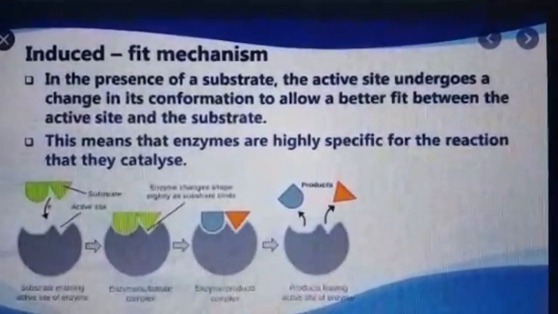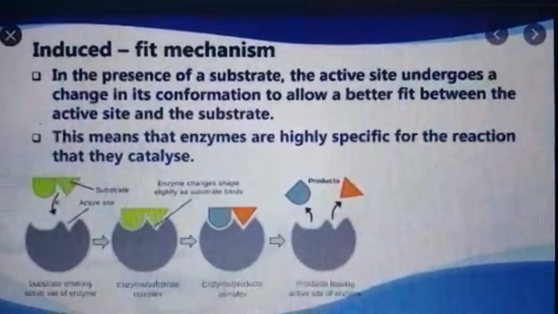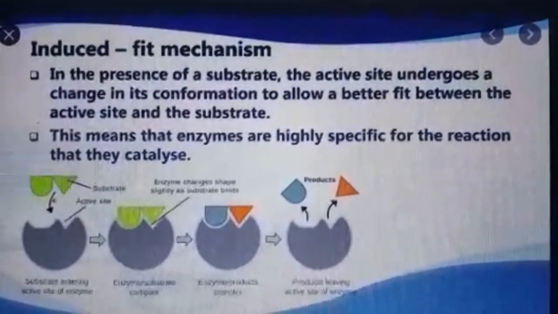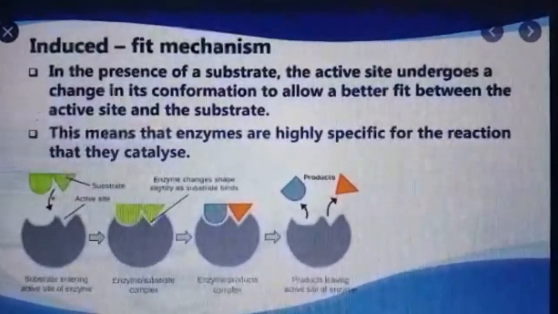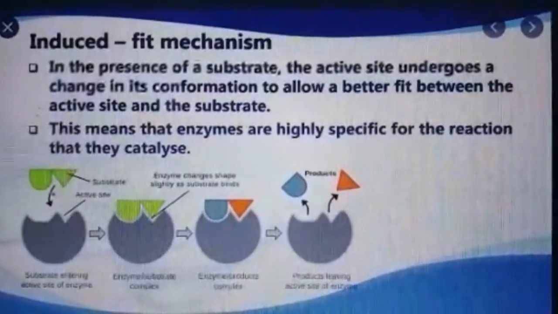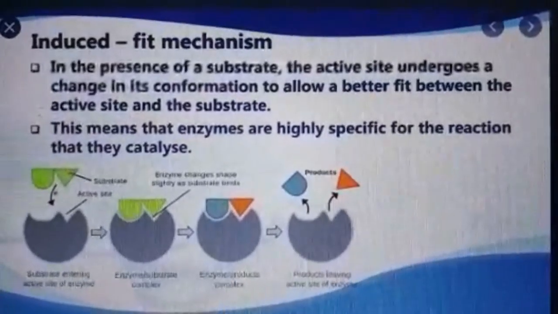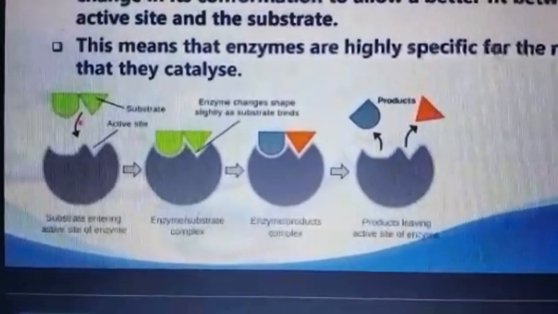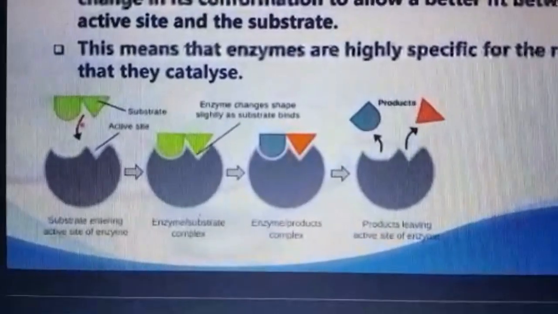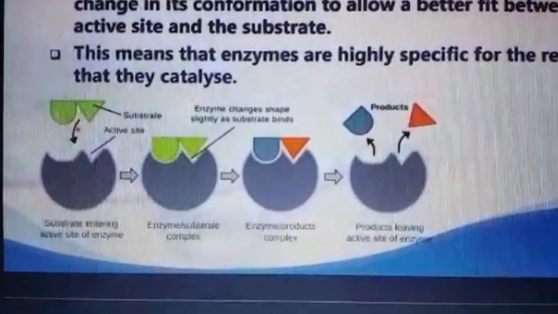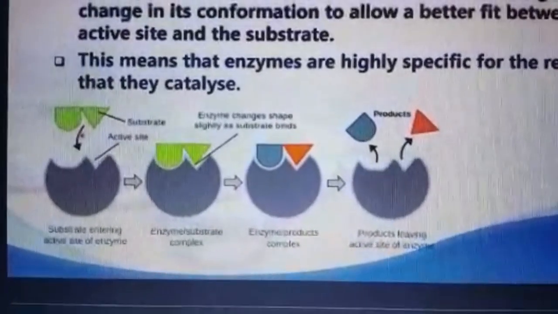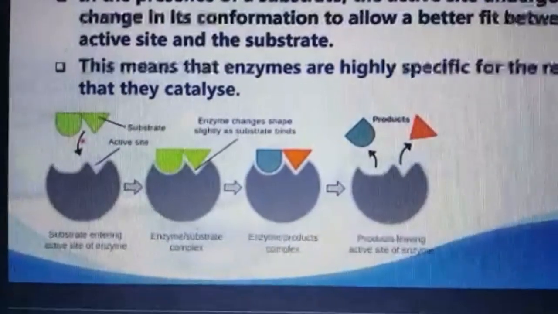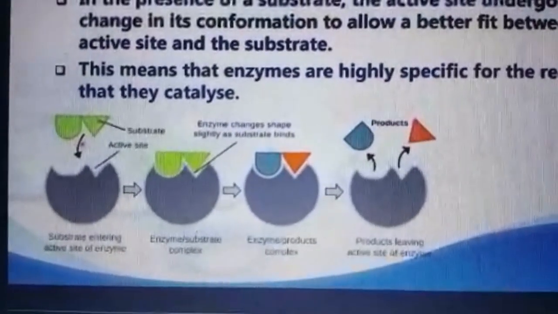You can see that in the presence of a substrate, the active site undergoes a change in its conformation to allow a better fit between the active site and the substrate. This means that enzymes are highly specific for the reaction they catalyze. You can see in this picture the substrate has a different shape and the active site of the enzyme has a different shape. So when the enzyme-substrate complex is formed, the enzyme has undergone a little change in its active site so that the substrate can easily fit into it.